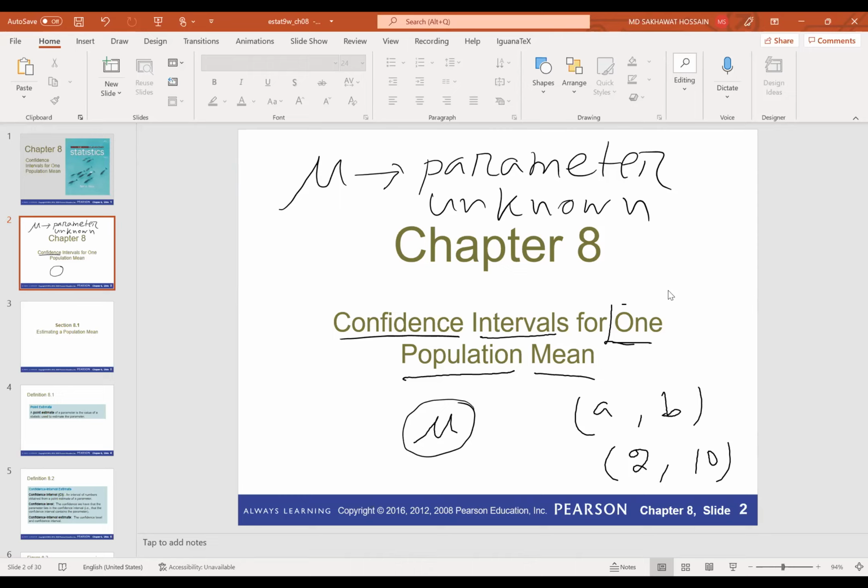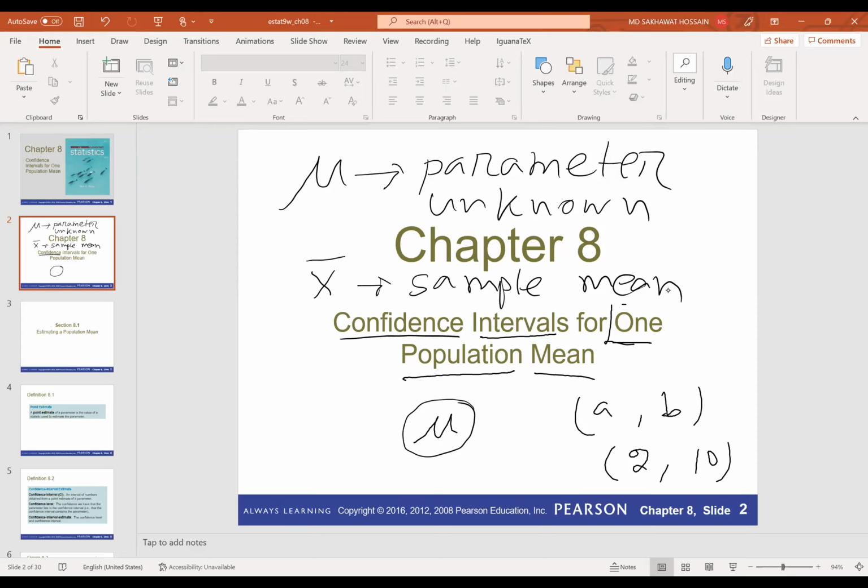Mu is the population mean, right? This is a parameter. And to make inference about mu, we can use X bar, the sample mean. So mu is a single value, a single parameter, and we can estimate mu using X bar. And X bar is also a single value.